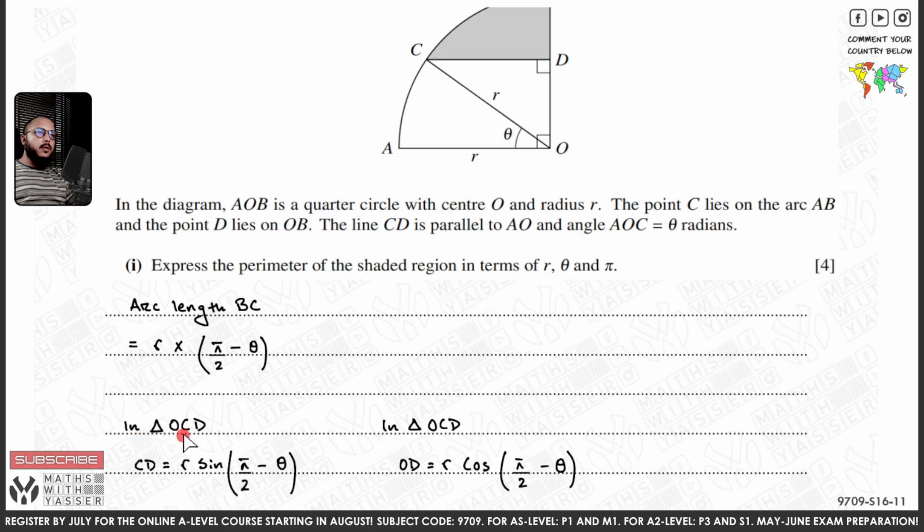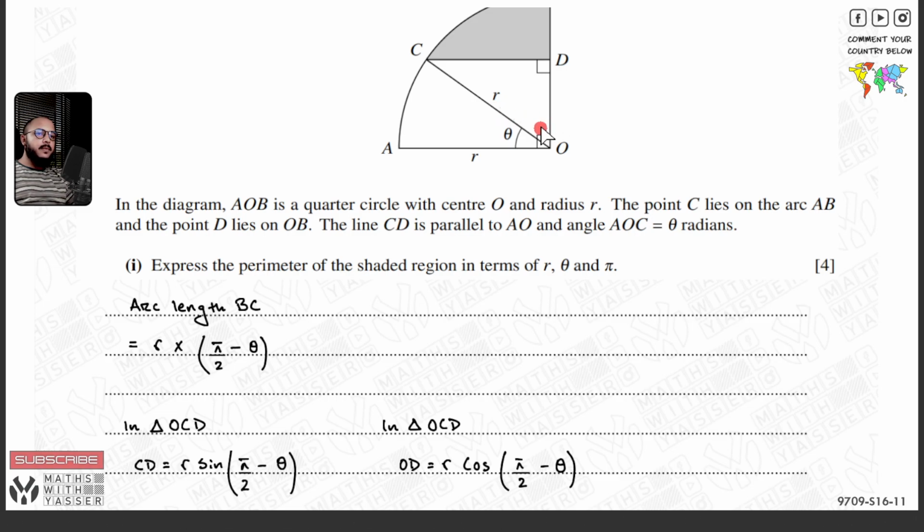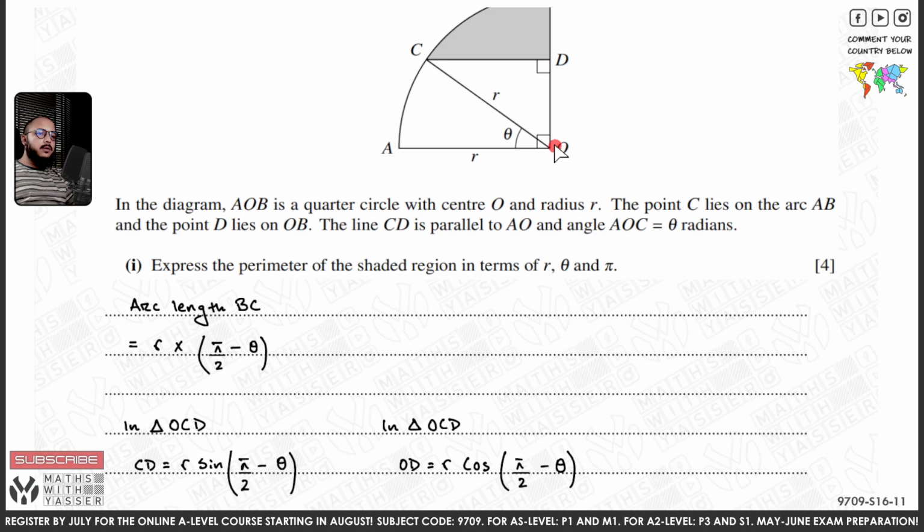Then in triangle OCD, CD is equal to r sine of pi by 2 minus theta. So r is the hypotenuse, and I'm considering this angle again. Since this is the hypotenuse and we need to find the opposite side CD, CD must be the hypotenuse times sine of this angle. And for OD, again, we consider the hypotenuse times cos of this angle because it is adjacent to the angle. So it will be cos of pi by 2 minus theta.